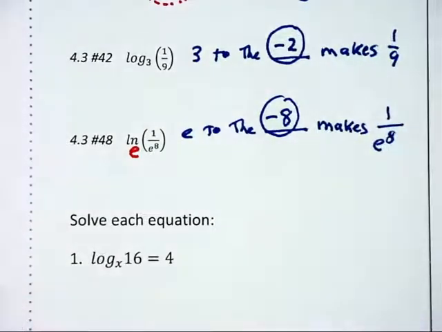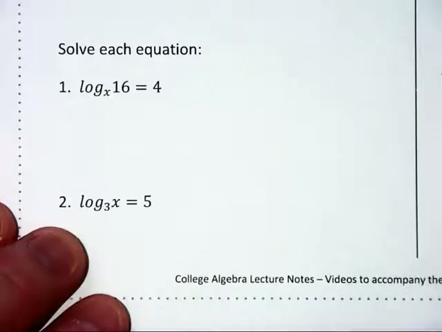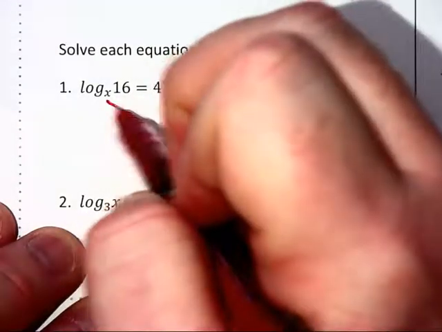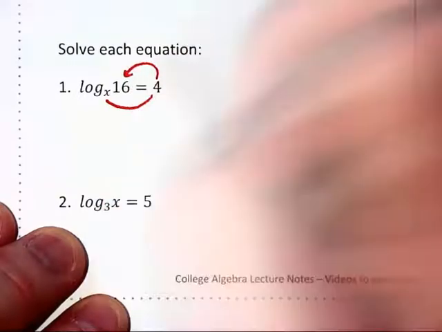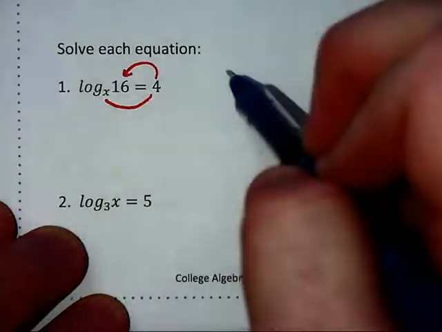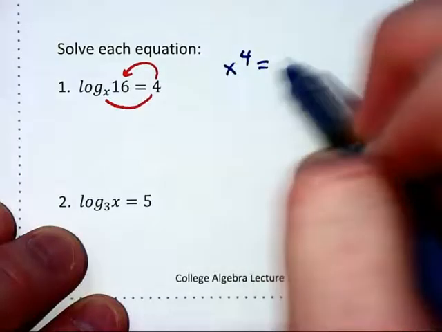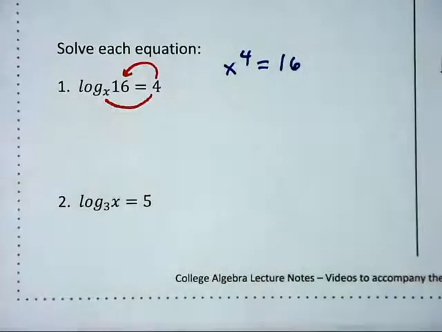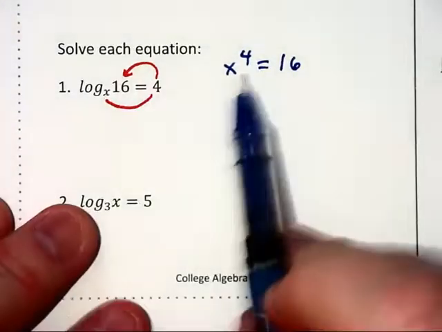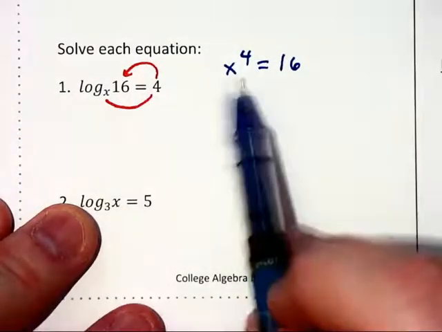And this kind of leads us to solving some logarithmic equations. Here we're going to take this base x, raise it to the 4th power to get 16. X to the 4th there is equal to 16. Now in your head you're probably saying 2, 2, 2. The answer is 2. But technically this is a 4th degree equation and there should be 4 answers.